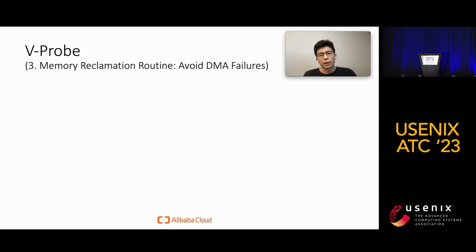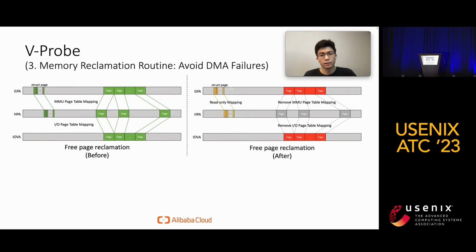The aim of recording the GPA range of the page metadata is to avoid DMA failures. Here, let me explain how it works. The left is the memory mapping status before the free page reclamation, and the right is the memory mapping status after that. Note that after the page reclamation, vProbe not only invalidates the free pages' mapping in the MMU page table and the IO page table, but also modifies the corresponding page metadata mapping in the MMU page table to read only.